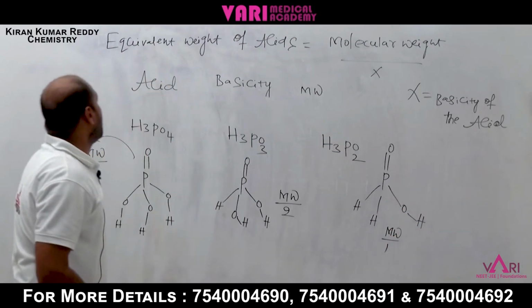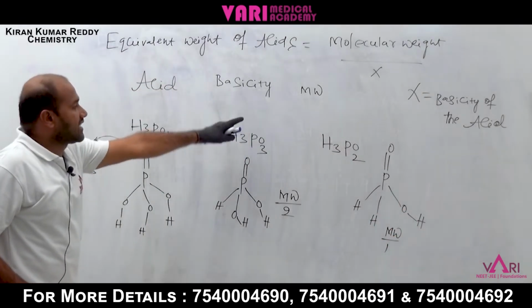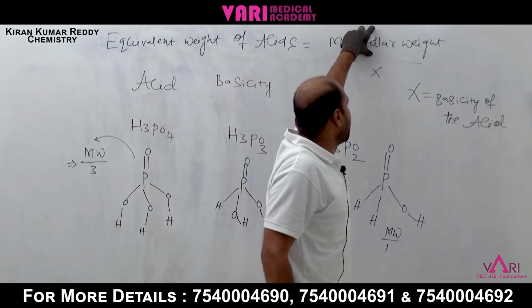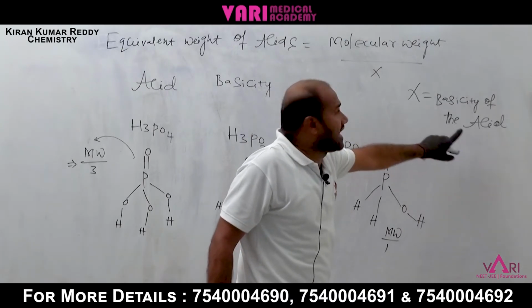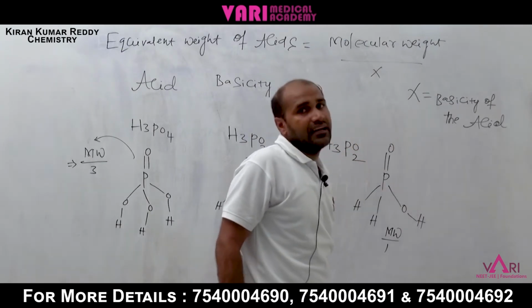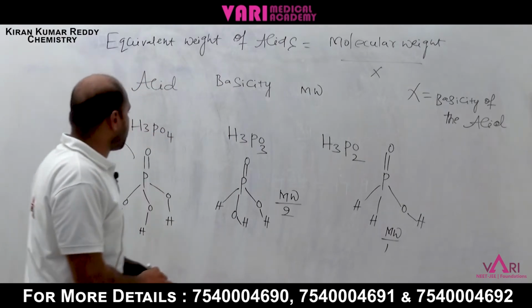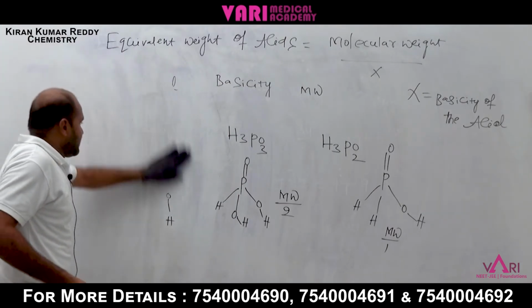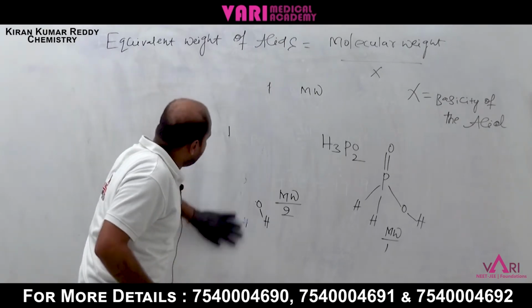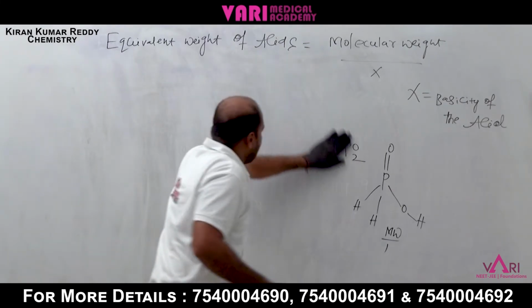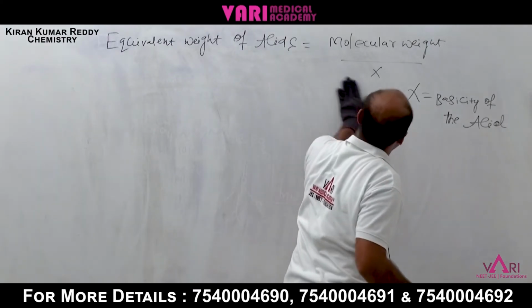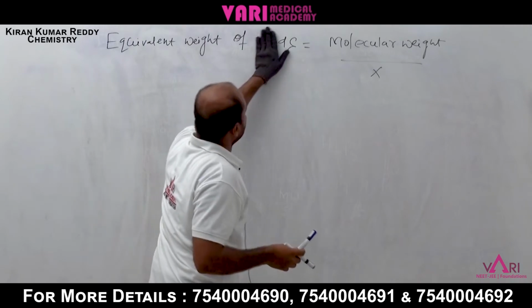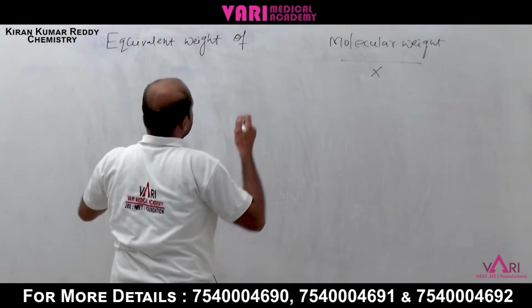The equivalent weight of acids can be calculated using the formula molecular weight by basicity of the acid. X means basicity of the acid. Now I am going to explain the equivalent weight of bases. What is the equivalent weight of bases? How to calculate? It is simple. Equivalent weight of bases.